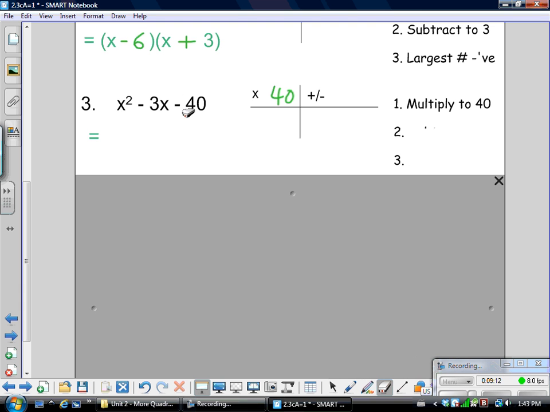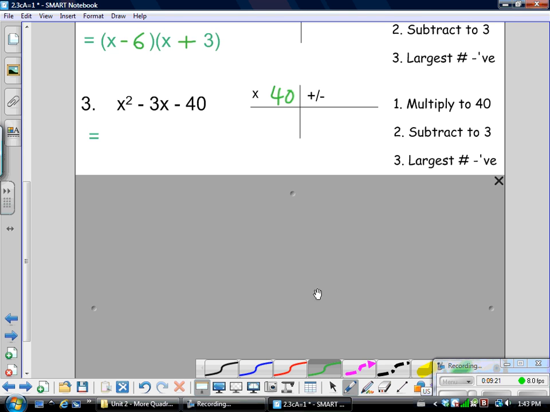Must subtract to give me 3. And the largest number is negative. Okay, so I'm just going to fill up my table. All right, so usually what I have down here on the right-hand side, usually I don't write down, obviously, on a question. The little table here, often I do if I need to figure something out.